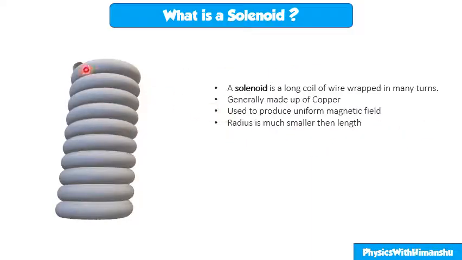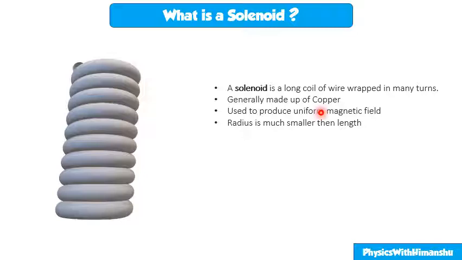So a solenoid is basically a long coil of wire wrapped in many turns. If you form a coil of wire, and the radius is much smaller than the length, then it is called a solenoid. It is generally made up of copper and it is used to produce uniform magnetic field. Now remember the meaning of uniform magnetic field. Magnetic field is uniform in nature when the value of magnetic field is same at all the points. So solenoid is a very good source to produce uniform magnetic field.